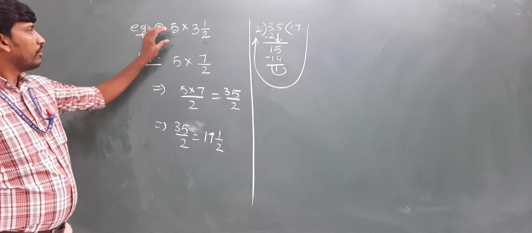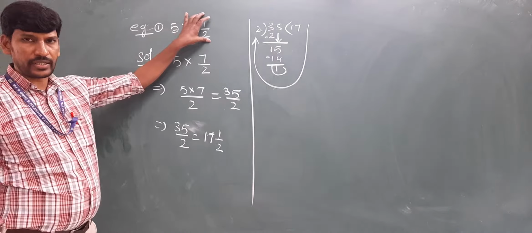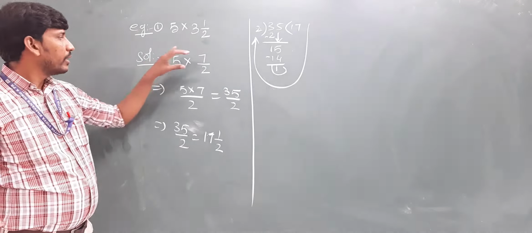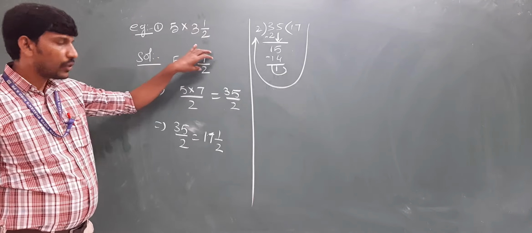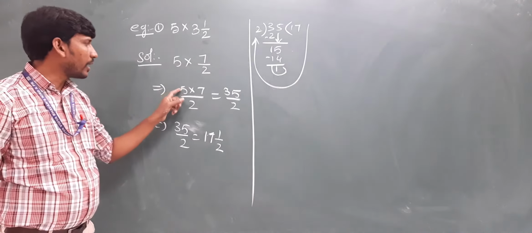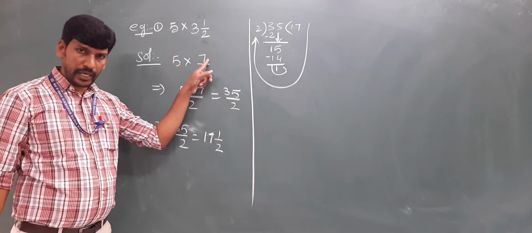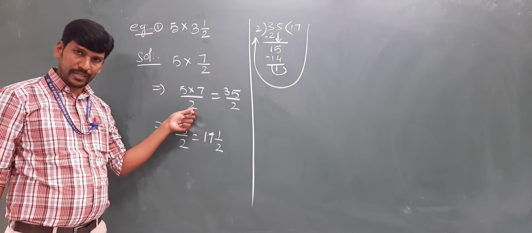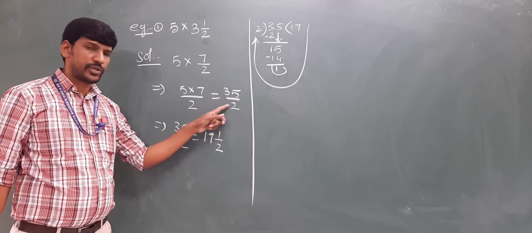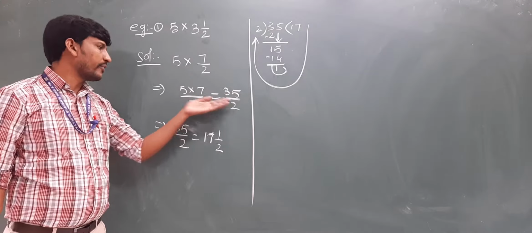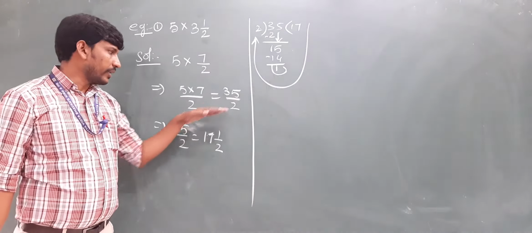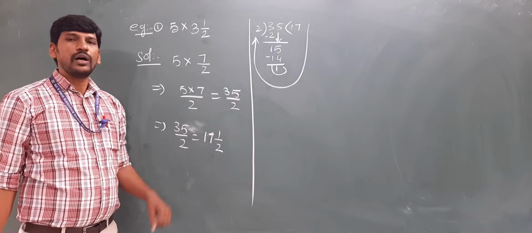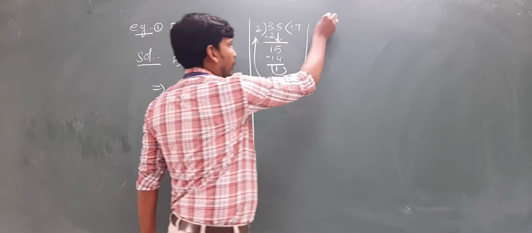See, whole number, mixed fraction. If you want to multiply 5 into 3 1 by 2, convert the mixed fraction into an improper fraction, then multiply the whole number into the numerator by the denominator as it is, which is equal to 35 by 2, because 5 sevens are 35. After getting the improper fraction, again convert into a mixed fraction. Let us discuss one more example.